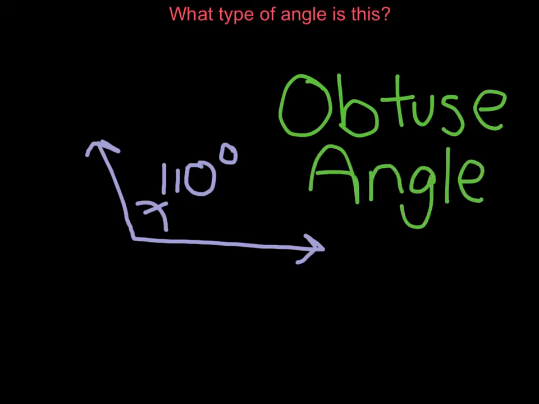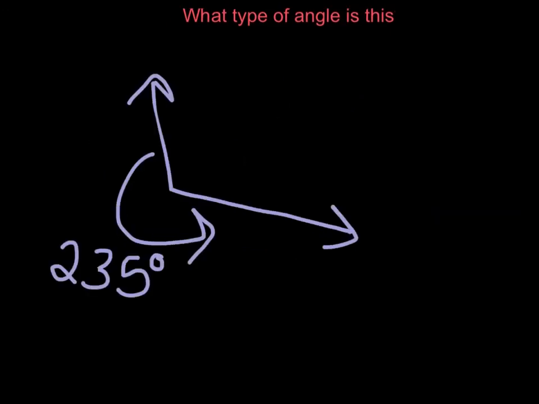Alright, let's go on to our next question. Okay, so what type of angle is this? Let's see. The angle measurement is 235 degrees. So is it an acute angle? No, it's not. Is it a right angle? No. Is it an obtuse angle? No, because it's not between 90 and 180. Is this a reflex angle? Yes, it is, because it's between 180 and 360 degrees. So this angle is a reflex angle.